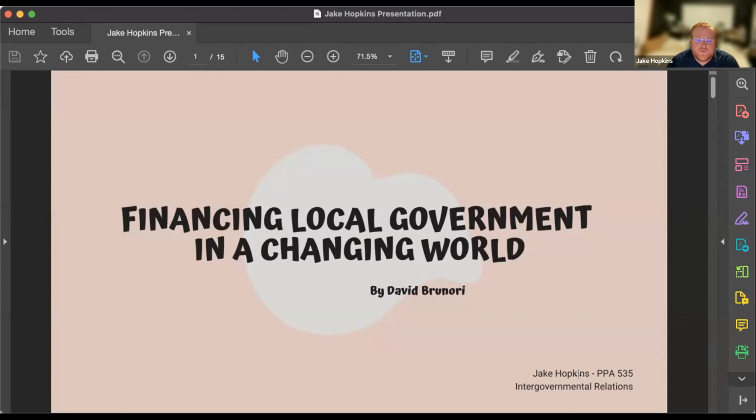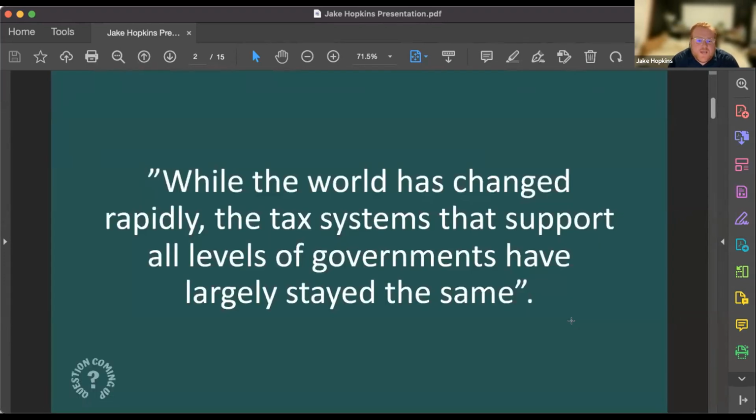Additionally, local governments will operate in an environment shaped by constantly changing demographics. In particular, the article mentions the aging population. So while the world has changed rapidly, the tax systems that support all levels of government have largely stayed the same. Brunori actually suggests that without radical changes, many types of taxes will not be sufficient in raising revenue in the 21st century for state and local governments.